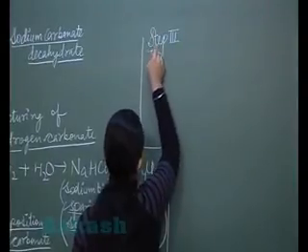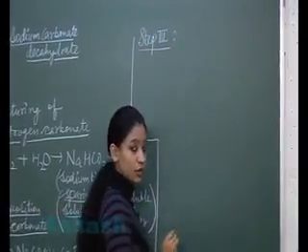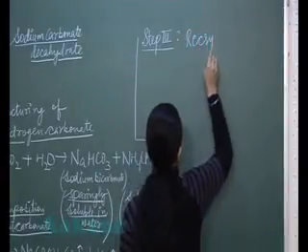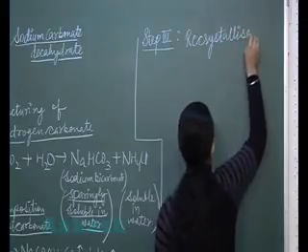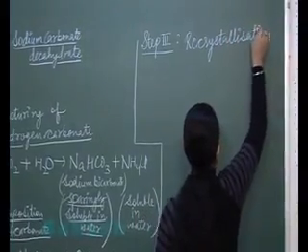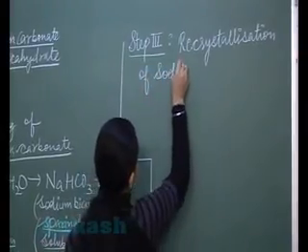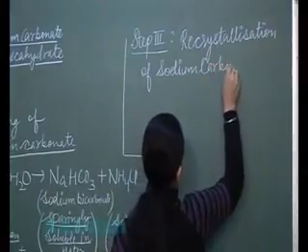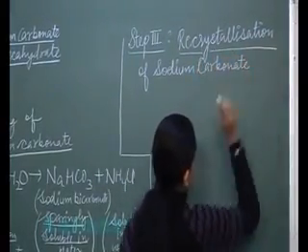Step three, students, includes the recrystallization of sodium carbonate which is obtained in the second step. So this step includes recrystallization.